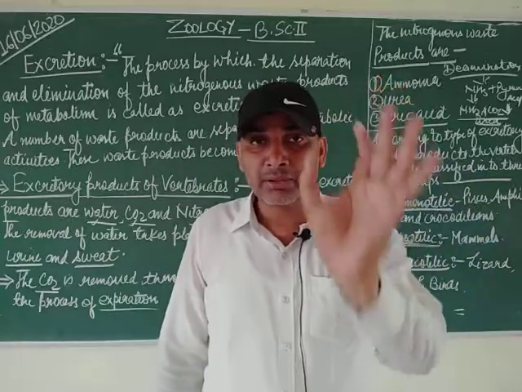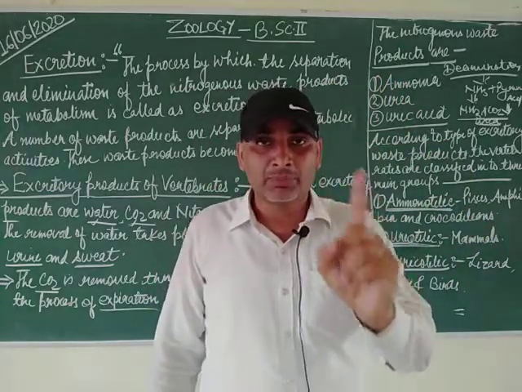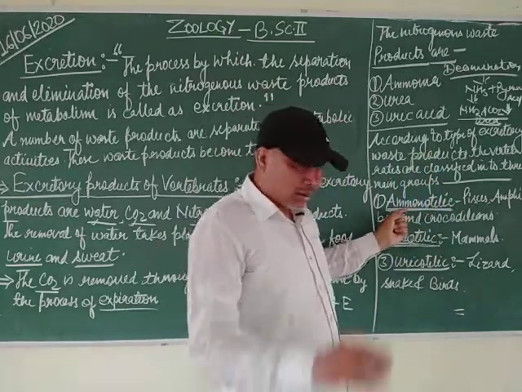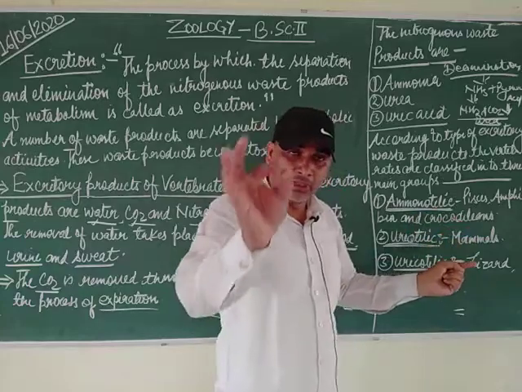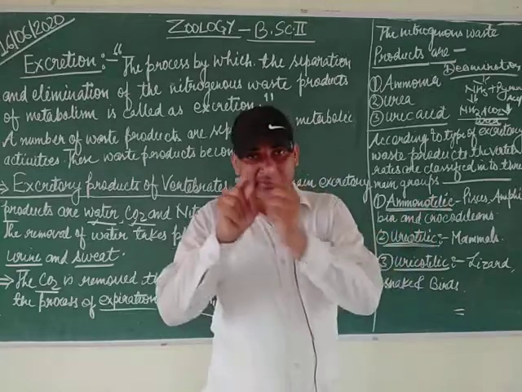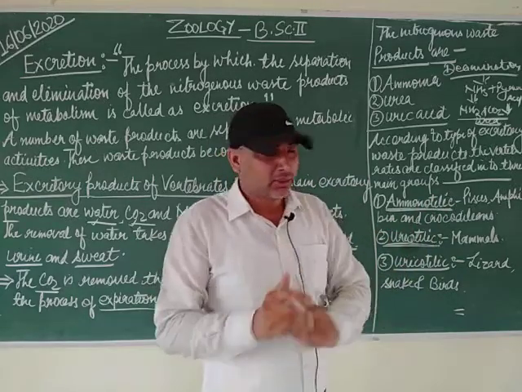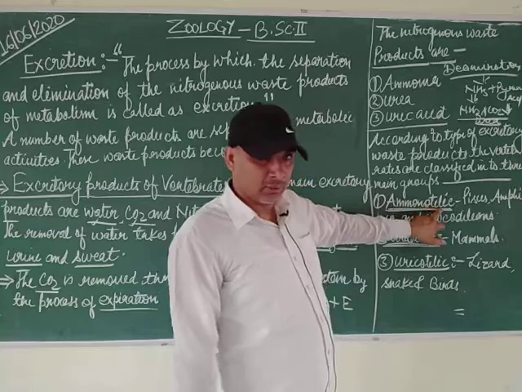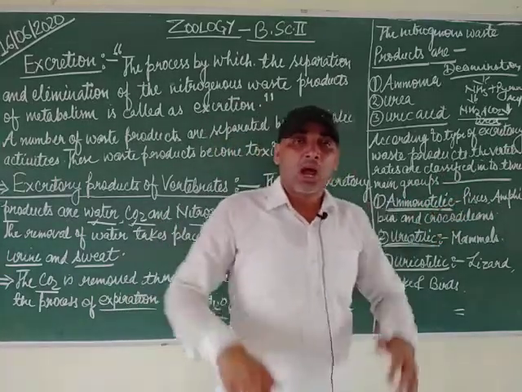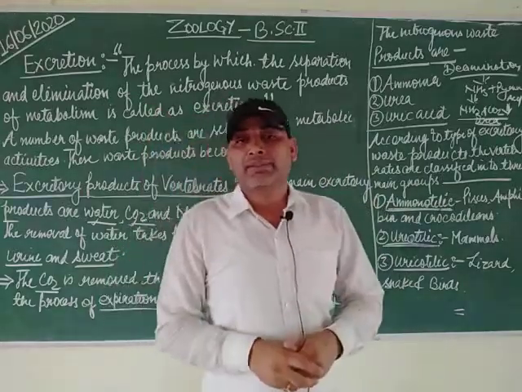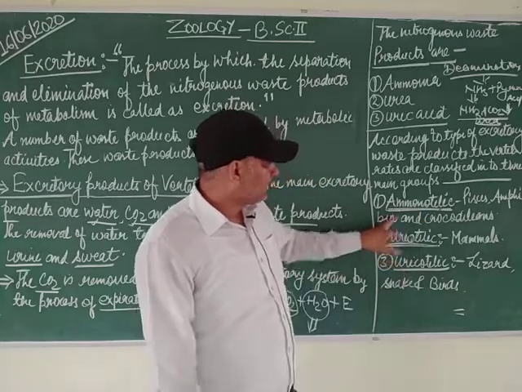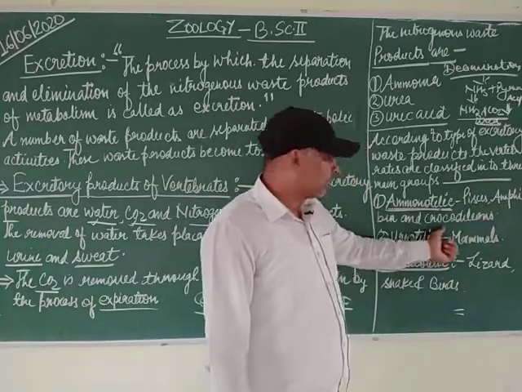Ammonotelic animals are those which excrete nitrogenous waste material in the form of ammonia. Those animals which excrete ammonia as the nitrogenous excretory product are called ammonotelic animals. Examples of ammonotelic animals are the fishes, amphibia, and crocodilians.